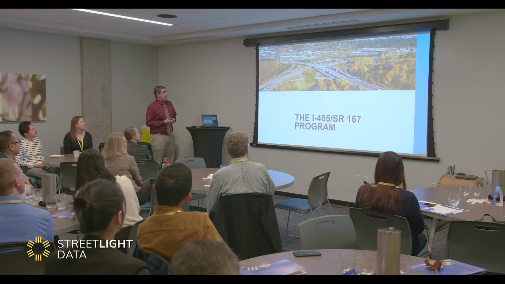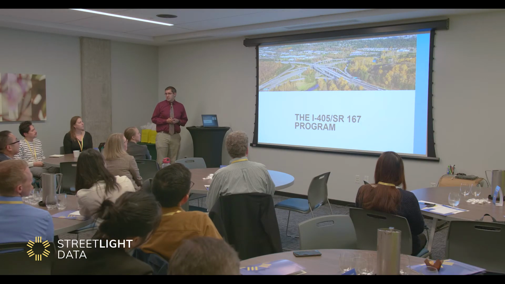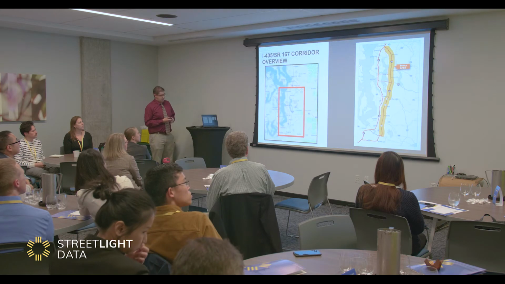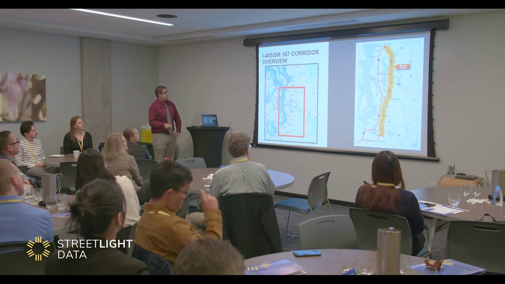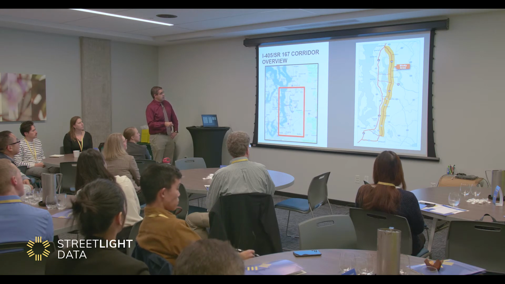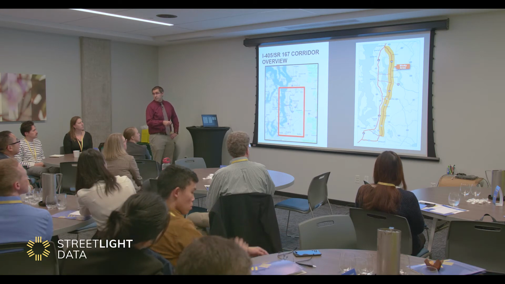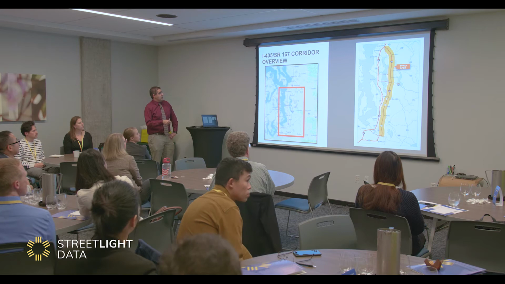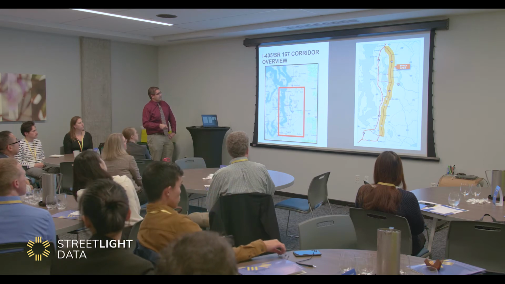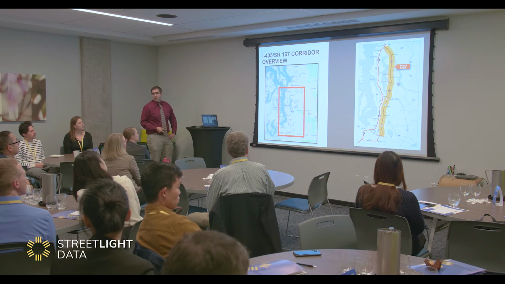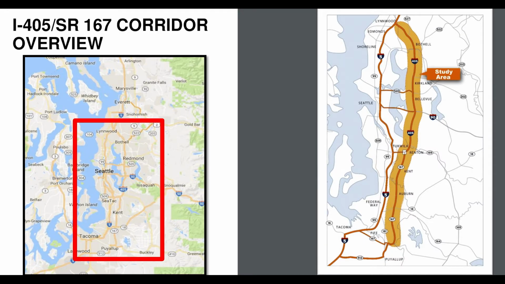So a little bit about us, the 405-167 program. For those of you not familiar with the Seattle region, Seattle is here, and Redmond is where we're at today. The 405-167 corridor is right here, comes down the east side. Probably a lot of you used it to get here today.